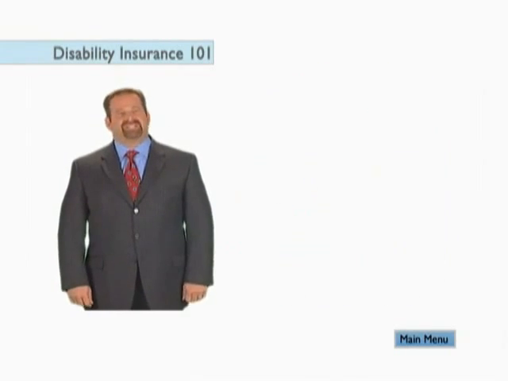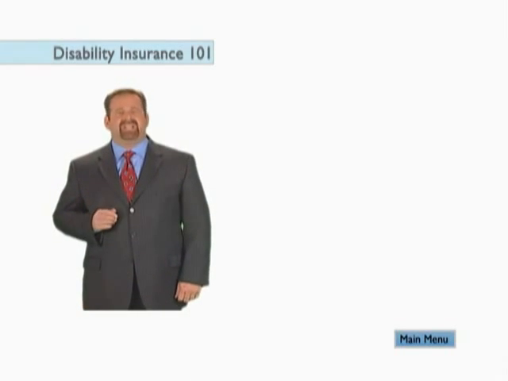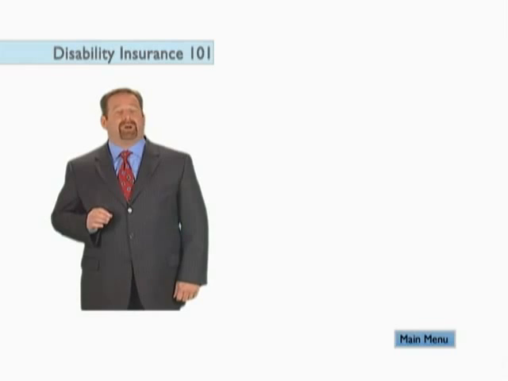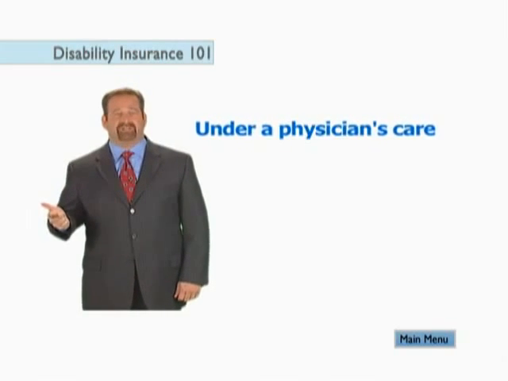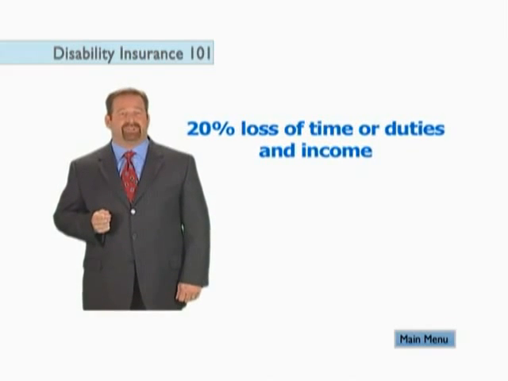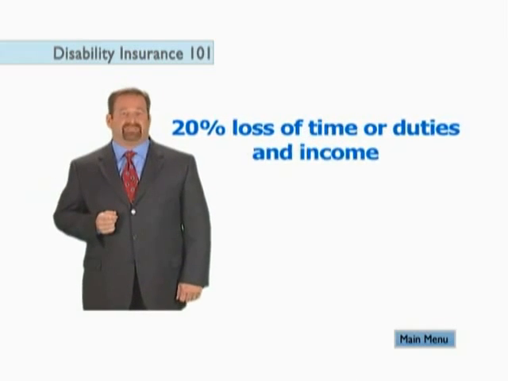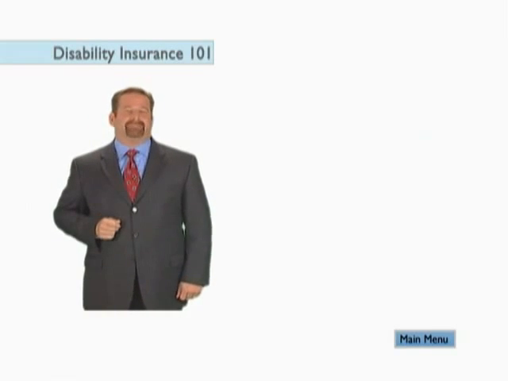So now you know the basics of a disability policy. Let's take a look at how they work. In order to be considered disabled under the policy, you need to be sick or injured, under a physician's care. The illness or injury must be causing at least a 20% loss of time or duties and a 20% loss of income. Now, did you get all that? Let's go over it again.